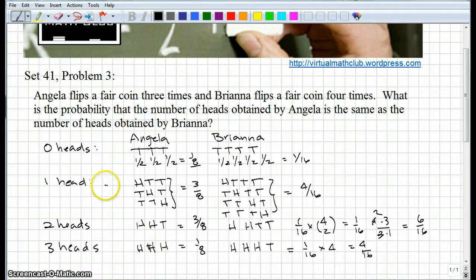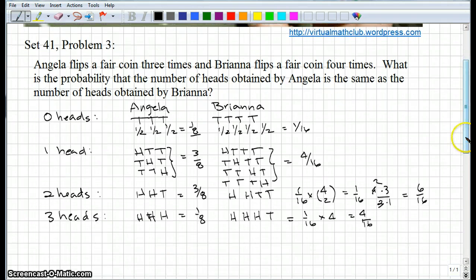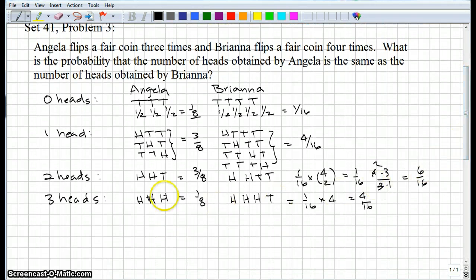Okay, so now we have all the probabilities of all these different cases. Okay, 0 heads, 1 head, 2 heads, 3 heads. But now we've got to find out the total probability of getting the same number of heads. So we've got to combine the probabilities for all these cases. Alright, so the combined probability of Angela getting 3 tails and Brianna getting 3 tails is just 1/8 times 1/16. Okay, so what is that? That's just 1/128. Okay, the combined probability of Angela getting 1 head and Brianna getting 1 head, we just multiply these probabilities and we get 12 out of 128.